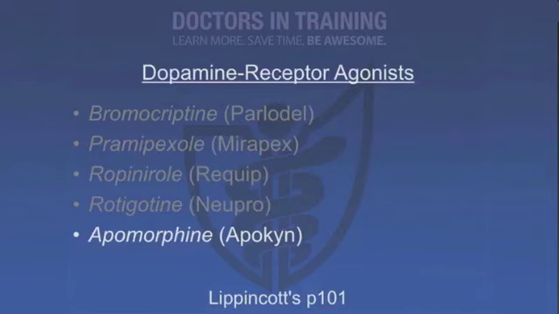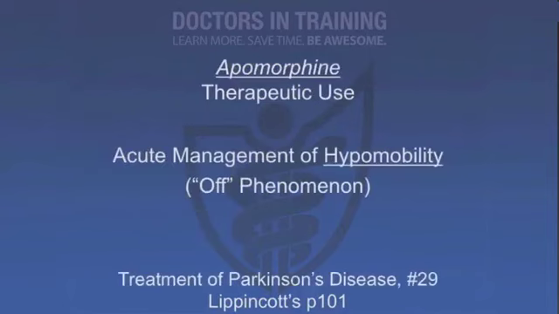And then the last dopamine agonist is apomorphine. This is an injectable dopamine agonist that's used for the acute management of the hypomobility or OFF phenomenon. It causes some significant adverse effects, including significant nausea. It can also cause dyskinesias, drowsiness, some chest pain, some hypotension, and some sweating.